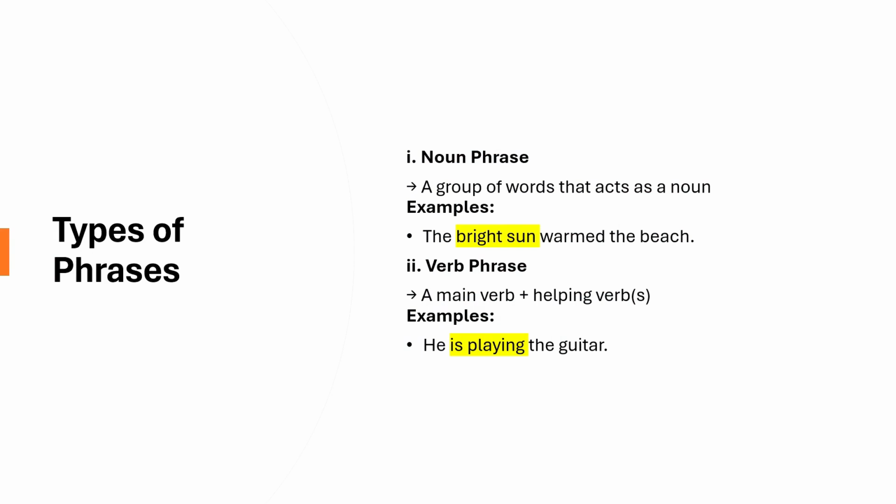First, we have noun phrase. It consists of a noun or pronoun and any modifiers, determiners, or adjectives that provide more information about the noun. For example, the bright sun. Second is verb phrase. It includes a main verb and any auxiliary verb along with objects, complements, and adverbs that modify the verb. For example, he is playing the guitar.